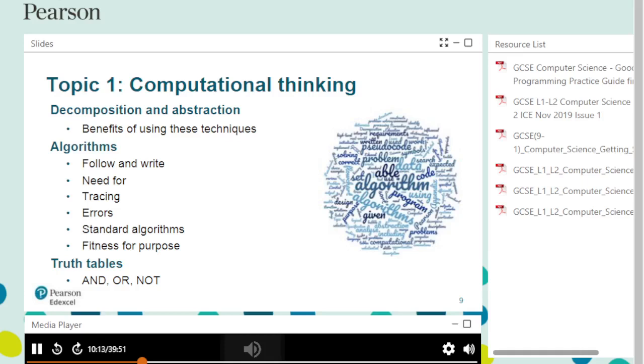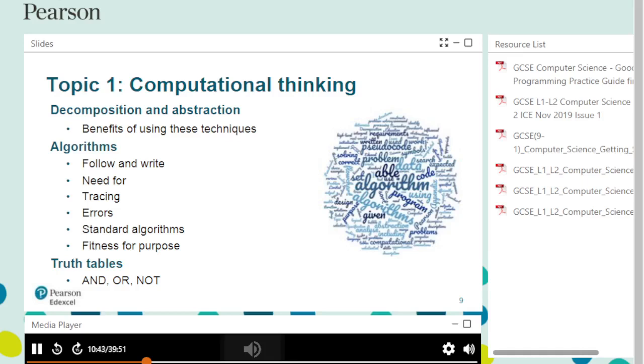The first section deals with decomposition and abstraction. Students need to understand that decomposition involves breaking a complex problem down into a number of smaller, easier to understand subproblems, and that abstraction is the process of removing any unnecessary detail. Here, the focus is on understanding the benefits of using these techniques. Students will learn how and when to use them as they develop their programming skills.